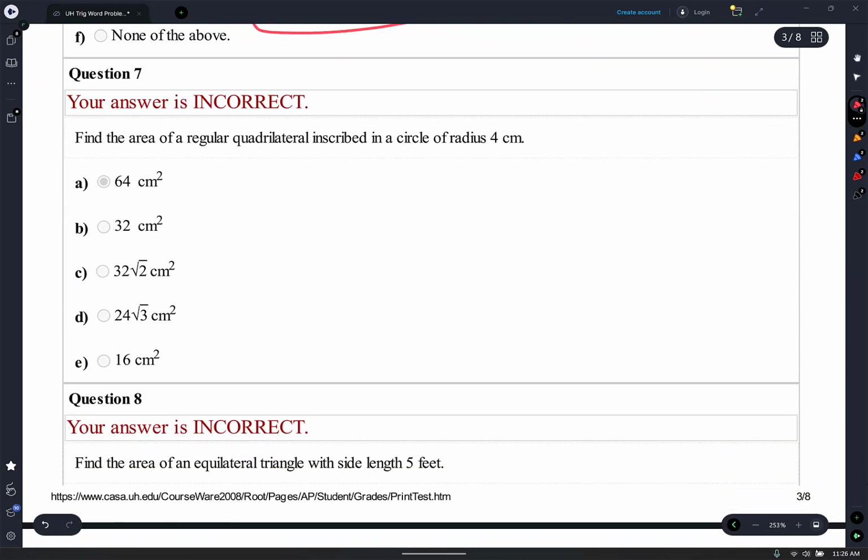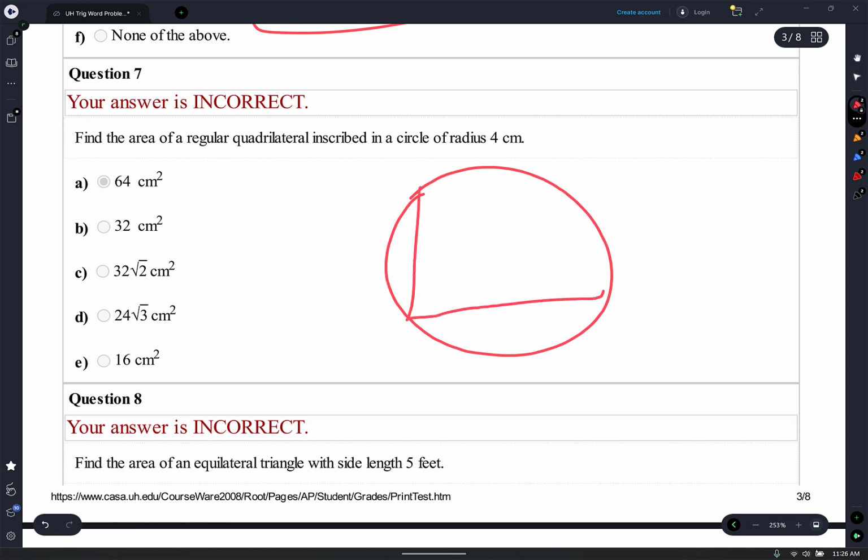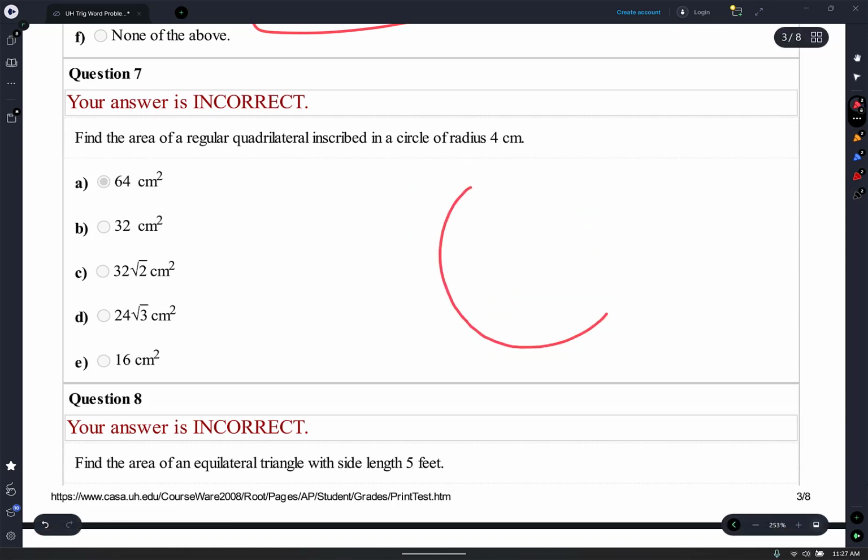All right, find the area of a regular quadrilateral inscribed in a circle of radius 4. So the quadrilateral is inscribed in the circle, guys. That means if it's a regular quadrilateral, it's actually a square. I didn't draw it perfect. Let me draw it better.